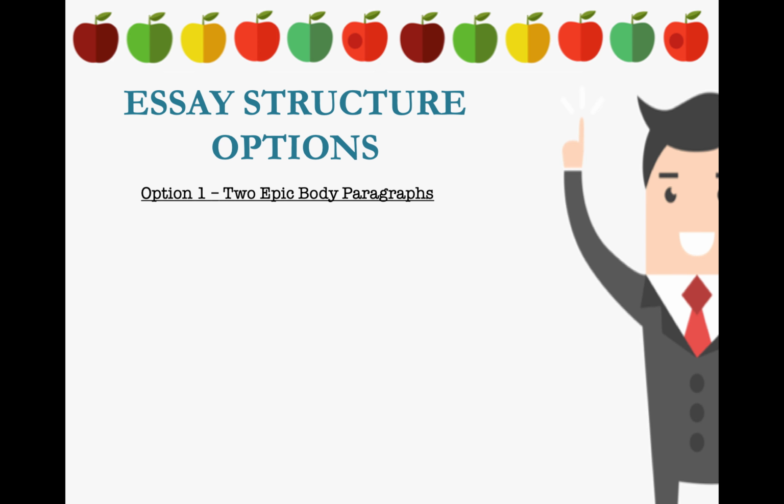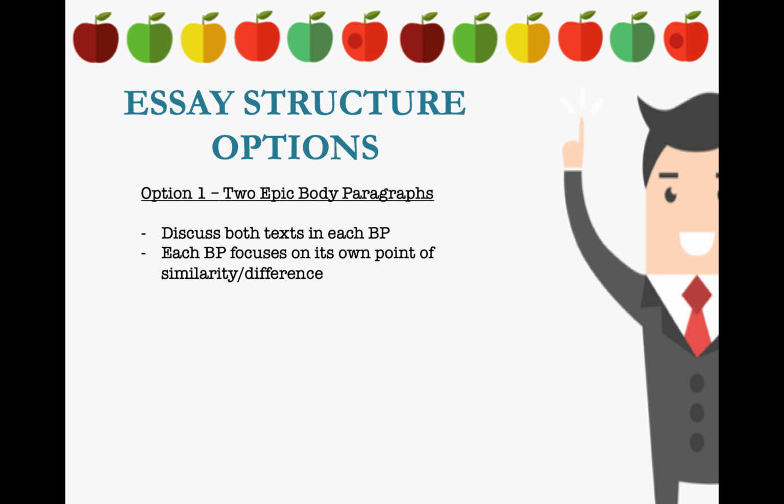The first option I'm going to discuss quickly is one that was suggested in the Good Answer book, and that's to have just 2 big body paragraphs in your essay where you discuss both texts in each body paragraph. So each body paragraph will focus on its own point of comparison between the 2 texts, and you'll analyze both texts, and it'll essentially be really dense, but really analytical. This structure is not encouraged, only because in the past we've had students run into a lot of issues, especially when it comes time to replicating these in exam conditions. The big paragraphs get really messy and really confusing.